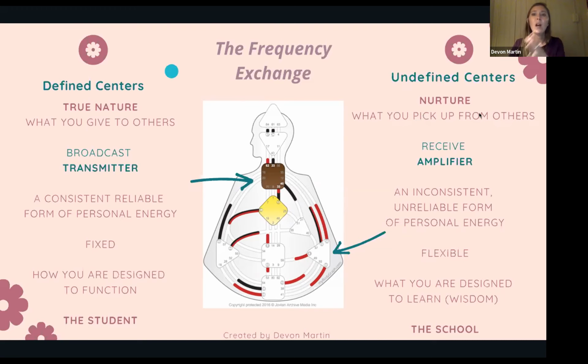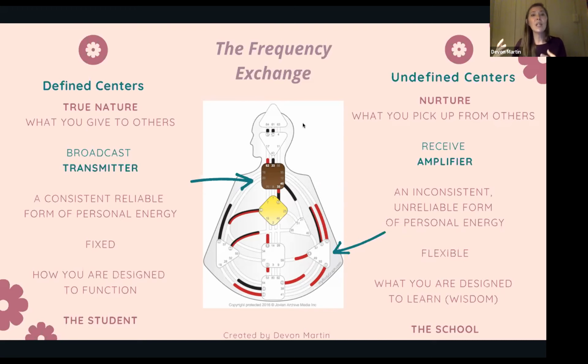So when we go over to the other side, the undefined centers, everything that is white, this is our nurture. This is where we are designed to be nurtured and supported by other people. And this is also where we pick up stuff from other people. So take a look at some of the centers that are open and think back into your life when you've literally had experiences where you felt one way, then you're around a friend or a family member, and you can drastically feel an energy difference because of what you're picking up.